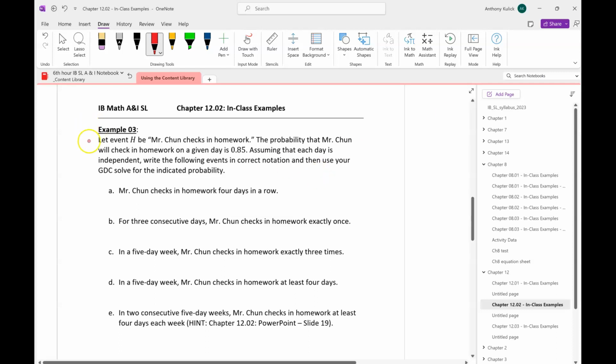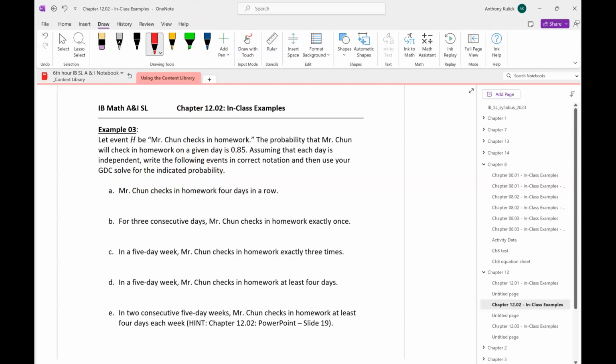So new scenario, let event H be Mr. Chun checks in homework. The probability that Mr. Chun will check in homework on a given day is 0.85. Assuming that each day is independent, write the following events in correct notation, and then use your GDC to solve for the indicated probability.